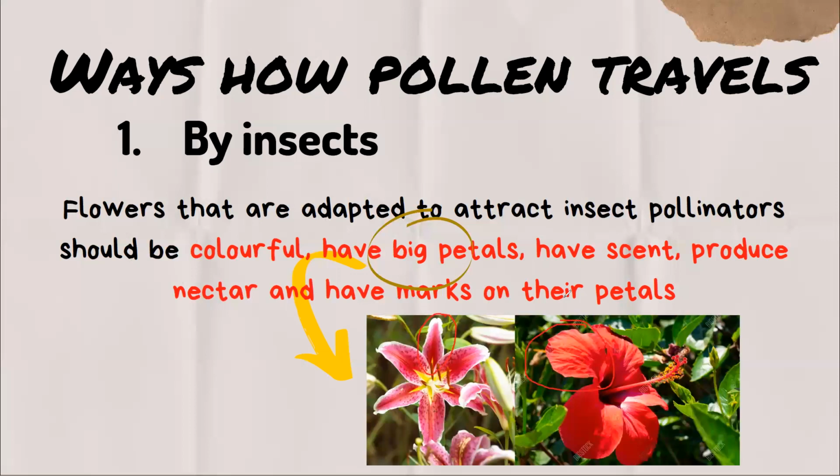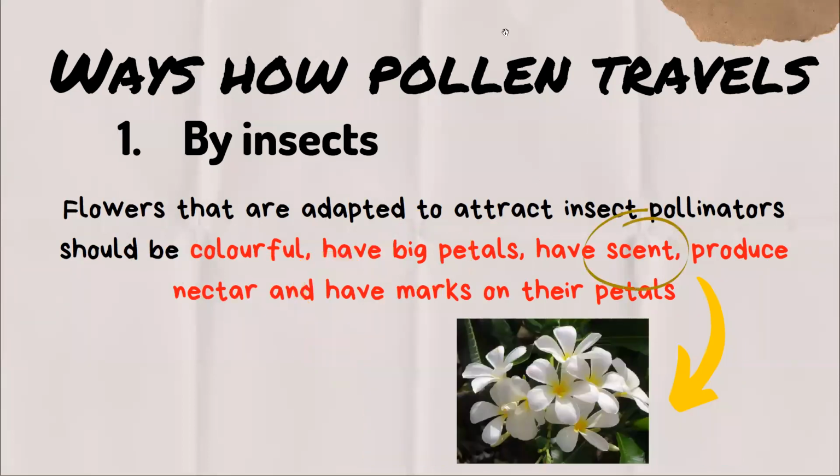Okay, we are done with colorful. We are done with big petals. Shall we proceed next? Okay, let's go. Have scent. Teacher, what is scent? Okay, let me ask you back. I give you 1 minute. Go and think about it. What is scent?